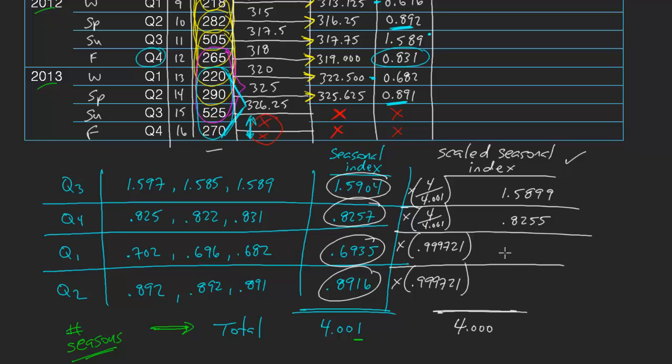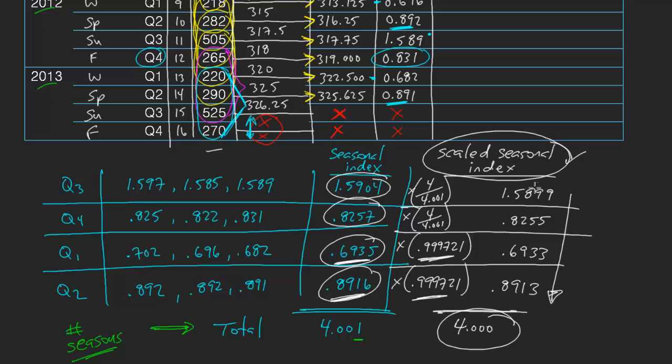The next one is going to be 0.8255. When I multiply 0.6935 by 0.999721, it's going to give me the result 0.6933. And when I finally multiply my last seasonal index by this correction factor, it's going to be 0.8913. When you add these guys up, you will get 4.000. These are what are called the scaled seasonal index values.